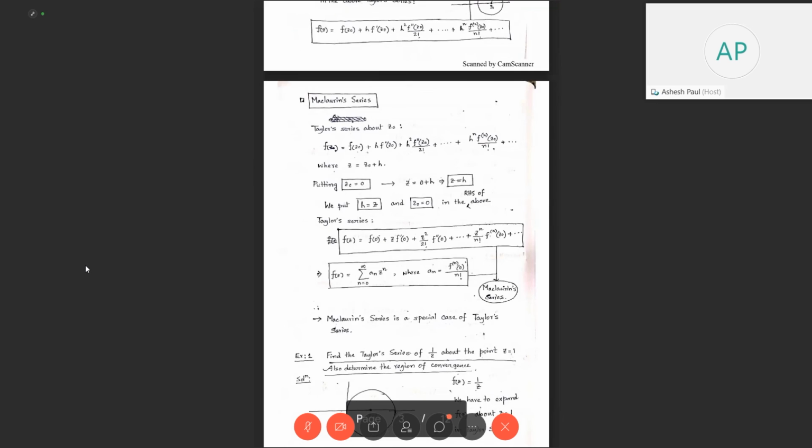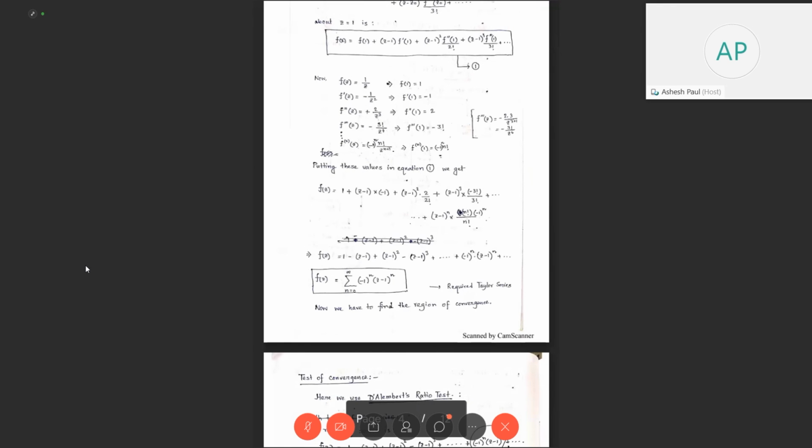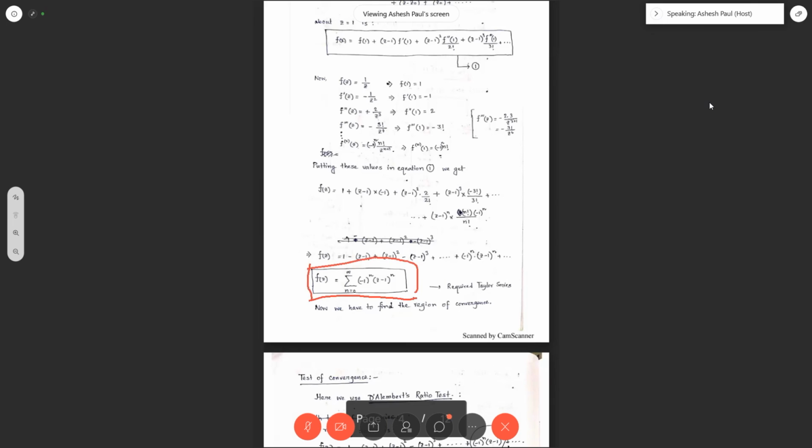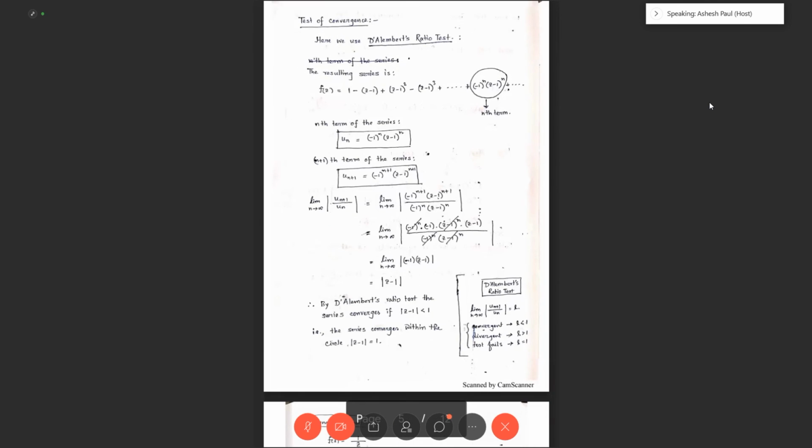Okay, so let me finish the problem here. So we were here, we have just found the Taylor series expansion of the function f(z) equal to 1 by z at the point z equal to 1. Now we have to find the region of convergence of this function. So, test of region of convergence. To find the region of convergence, we will use D'Alembert's ratio test.